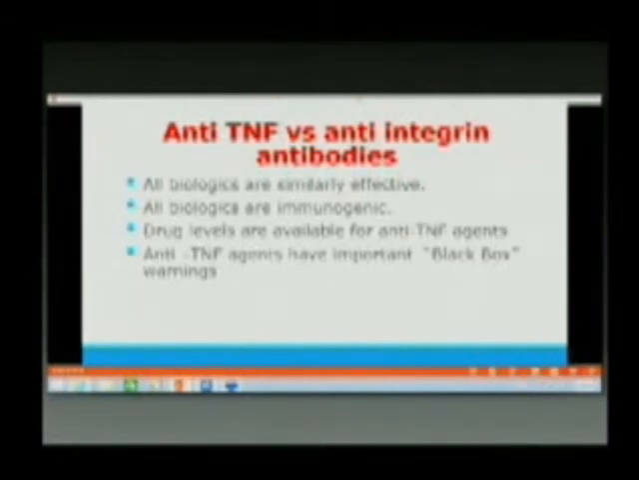We've already presented to you that there are two drug classes which we use in inflammatory bowel disease, your anti-TNF agents and your anti-integrin agents. Both are similarly effective. Both are immunogenic. One advantage, of course, of your TNF is you have drug levels available, something that's not available for your vedolizumab. Anti-TNF agents have important black box warnings.